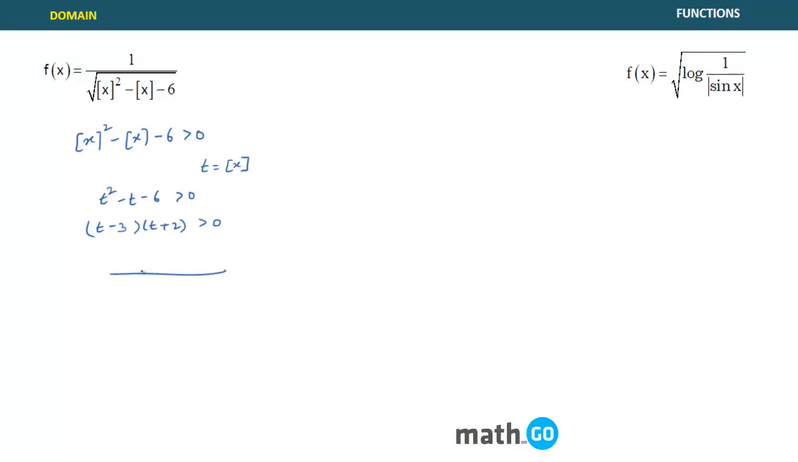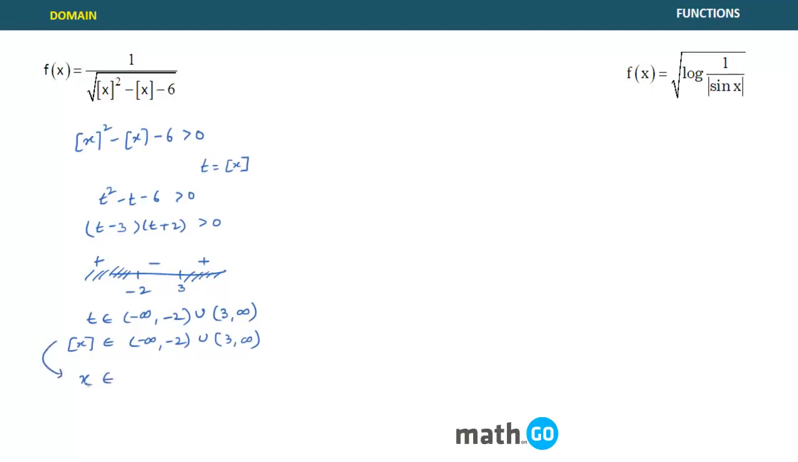If you draw them on the number line, it will be plus, minus, plus, the wavy curve that I am following, right? This says t should take values from minus infinity to minus 2 union 3 to infinity. But you were not asked the value of t, you were asked about x. This is GIF x, and domain is not what values GIF x can take, domain is what values x can take. So you now need to convert this into what values x can take.